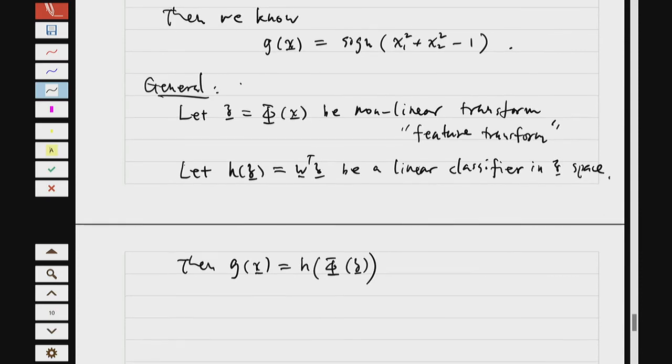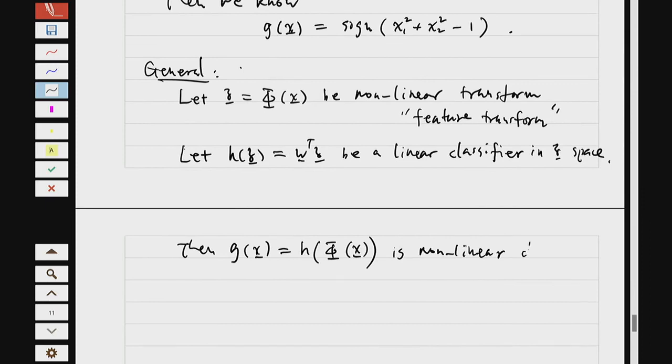Because phi of x, of course. Phi of x is just z, yeah? Z equals phi of x. Now you can obtain this nonlinear classifier in the x space, right? We can always do that. So even though we started with linear classifiers and linear regression methods, they could be quite useful as well, as long as you know how to define this, how to design this phi.